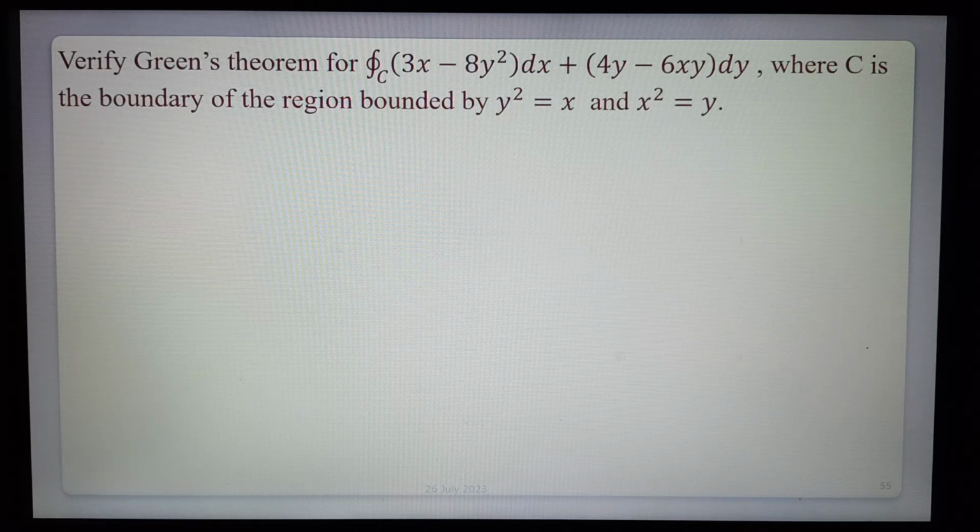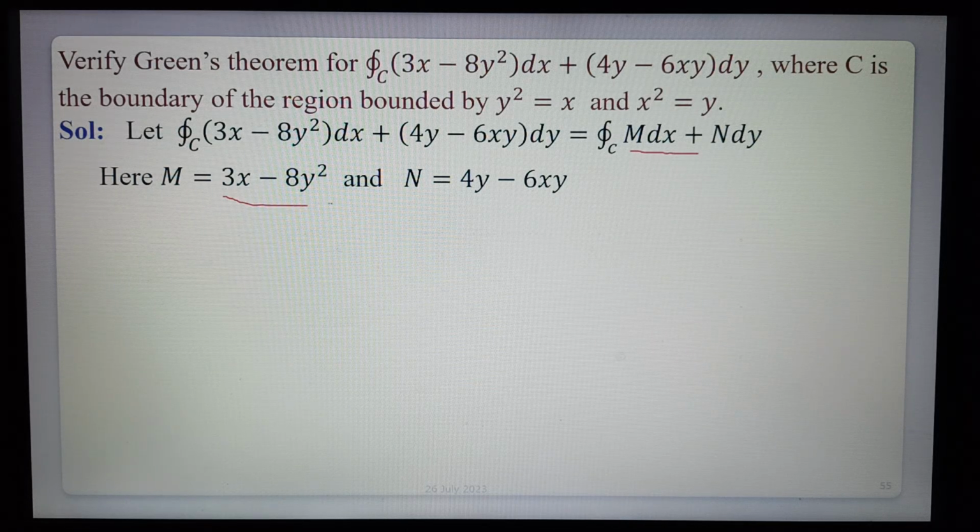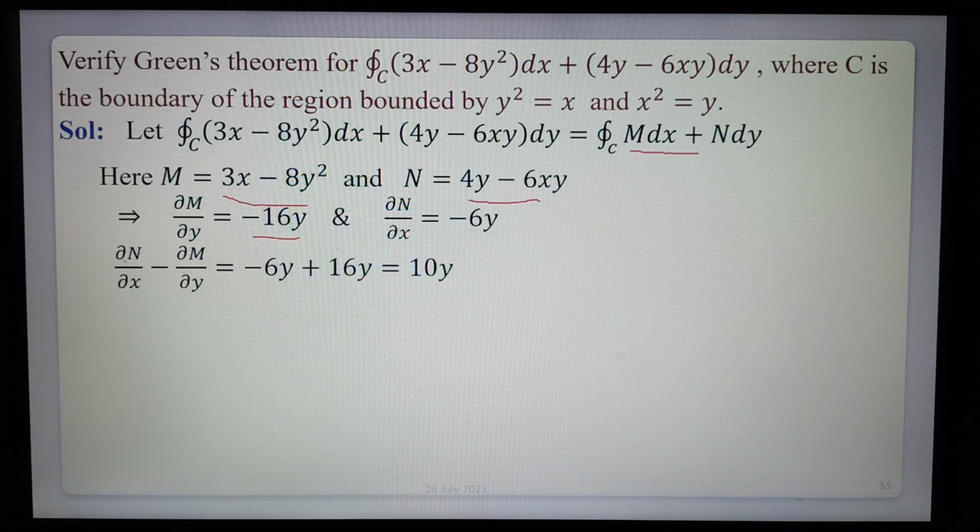Previously the region was a triangle. Now the region is bounded by two parabolas. Now see the verification. Let the given line integration over C be integration over C of M dx plus N dy, where M is equal to 3x minus 8y square, N is equal to 4y minus 6xy. So here, dou M by dou y is equal to minus 16y, dou N by dou x is equal to minus 6y. That is, dou N by dou x minus dou M by dou y is equal to minus 6y plus 16y, which is equal to 10y.